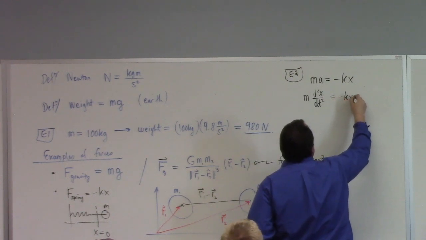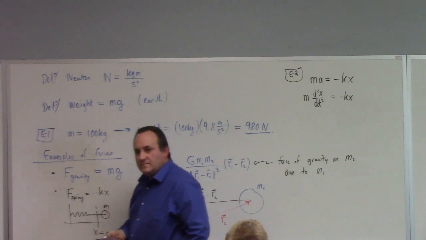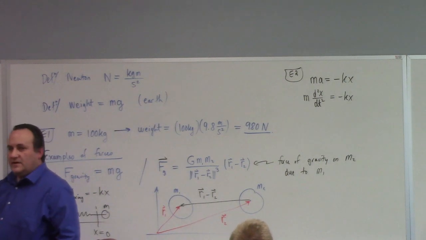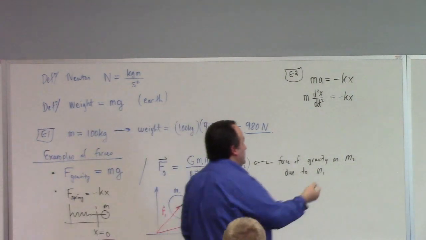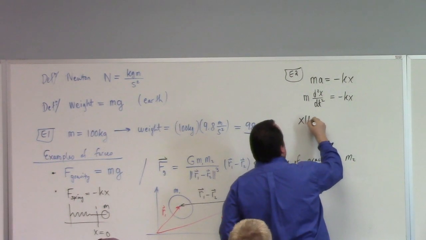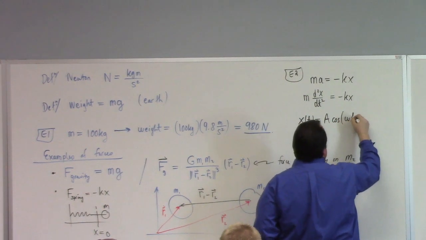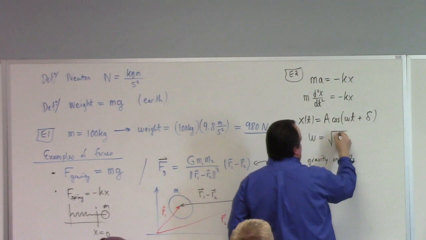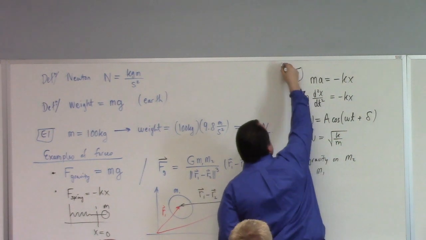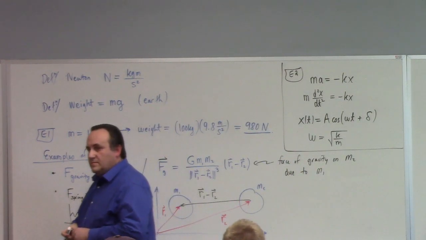And that is a what? That's a differential equation. You learned how to solve that in Math 334. The solution is just this: x of t is equal to A cosine of omega t plus some phase angle delta, where omega is the square root of k over m. A is the amplitude. That's the solution.